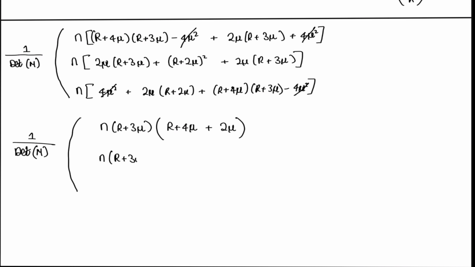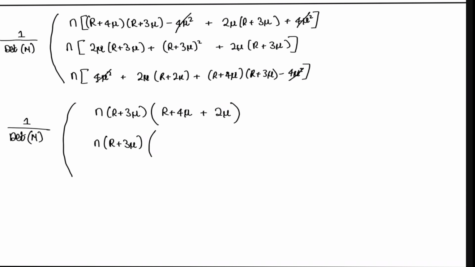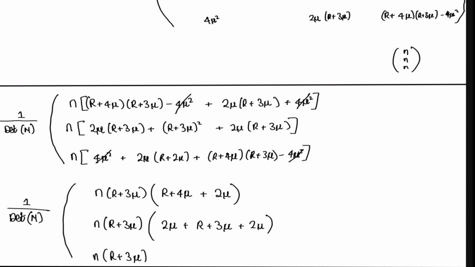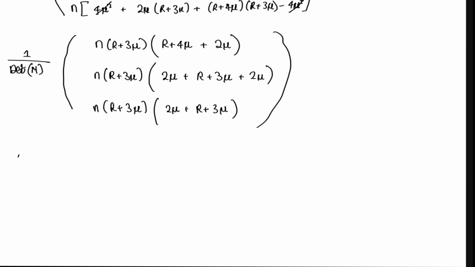And we can do the same for this matrix, and this should be 3 mu squared. And that gives us 2 mu plus r plus 3 mu plus 2 mu. And lastly, doing the same for the last row. And once again, this should be r plus 3 mu. We get 2 mu plus r plus 3 mu. And so sigma 1, sigma 2, and sigma 3 is equal to eta, r plus 3 mu.